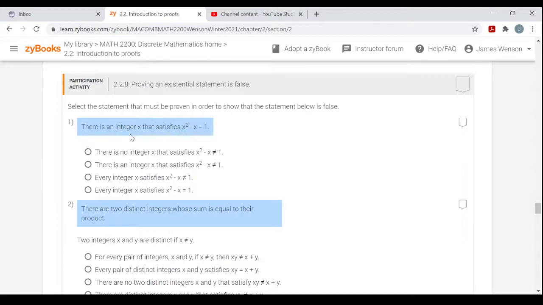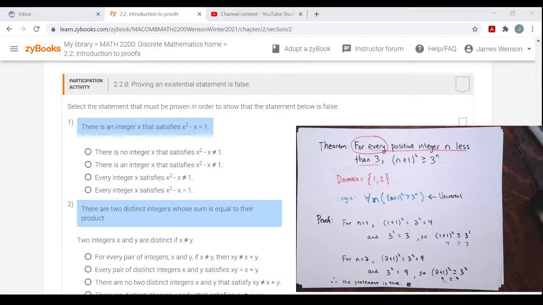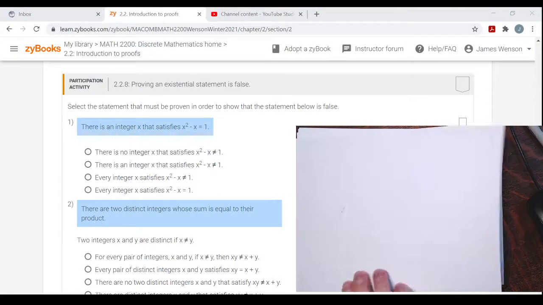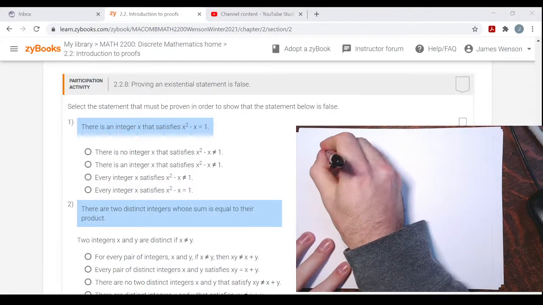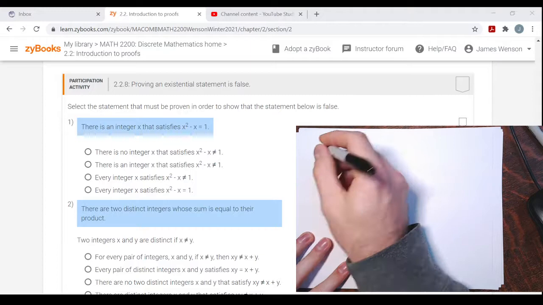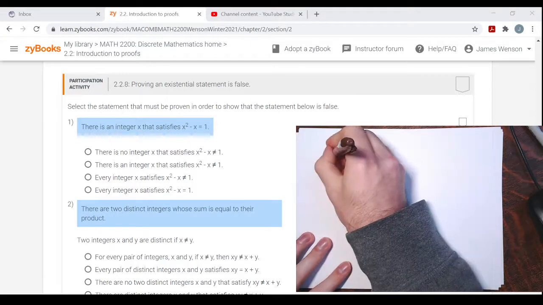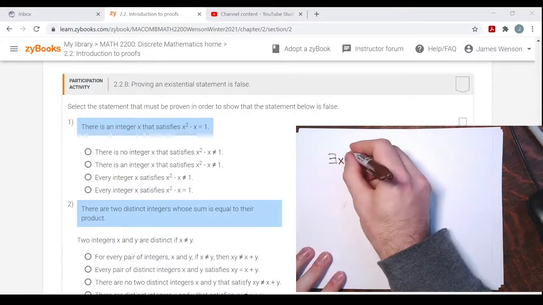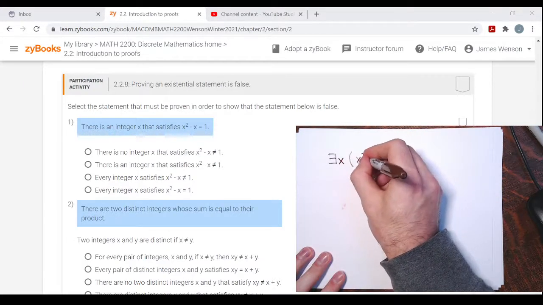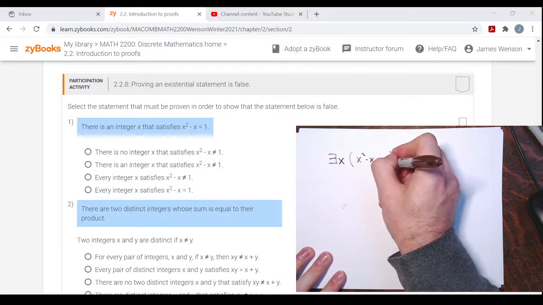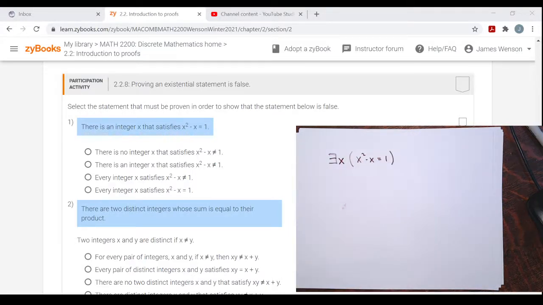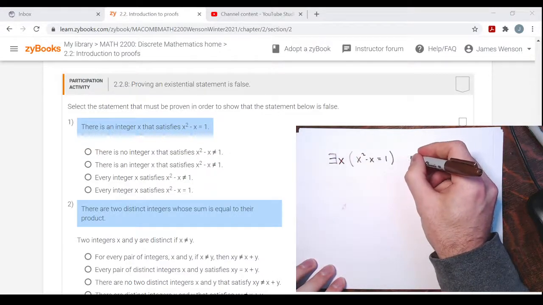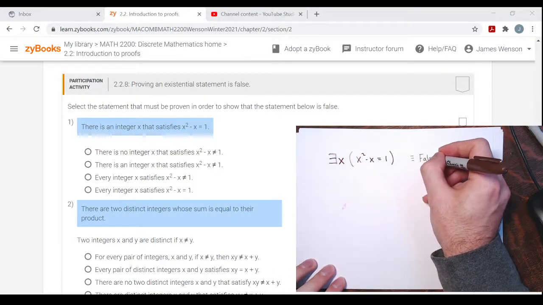And what's the opposite of this? Now let me actually bring up a paper here, and we're going to write this statement in logic. So there is an integer x. So there exists an integer x that satisfies the following: x squared minus x equals 1. Now they're telling us that we're trying to prove that this is false. This is a false statement.